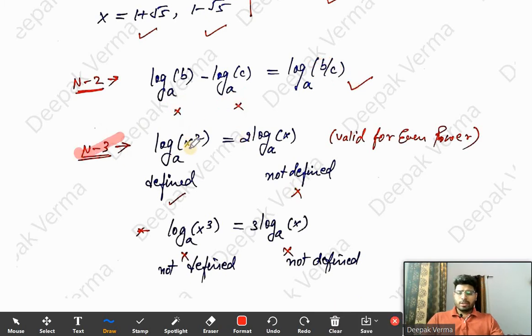Third property, log x to the power 2. Here 2 will go here. Got it? It's a property, so we can write like this. But remember here, x is negative or positive, it doesn't make any difference. This is always defined. But here if x is negative, the right hand side is not defined. You can see it yourself. So keep it in mind while solving the question.